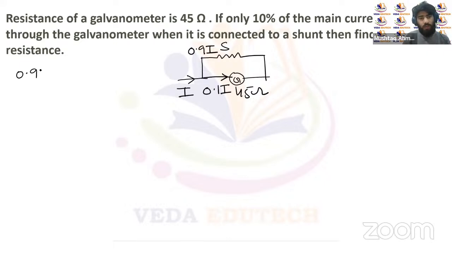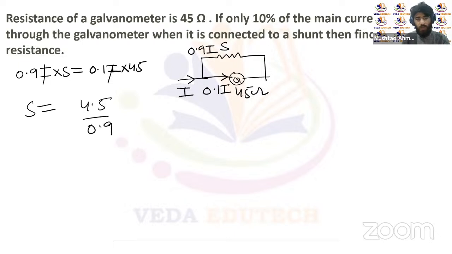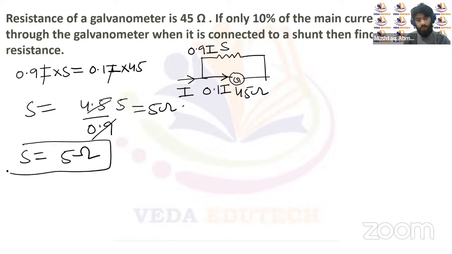0.9I into S should be equal to 0.1I multiplied by 45, because these are placed in parallel to each other. They must have the same potential drops. So I and I will get cancelled. So S will be equal to 4.5 upon 0.9, that's equal to 5 ohms. So S is equal to 5 ohms. So the shunt resistance placed in parallel is a resistance of 5 ohms, right?